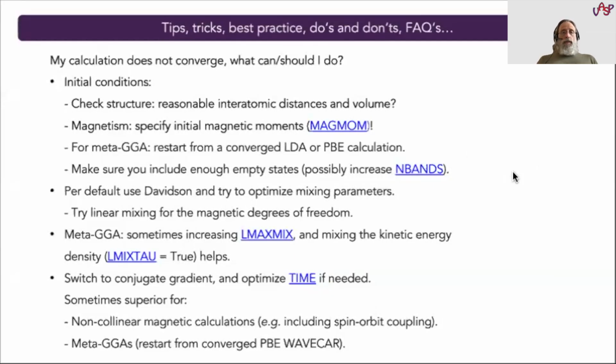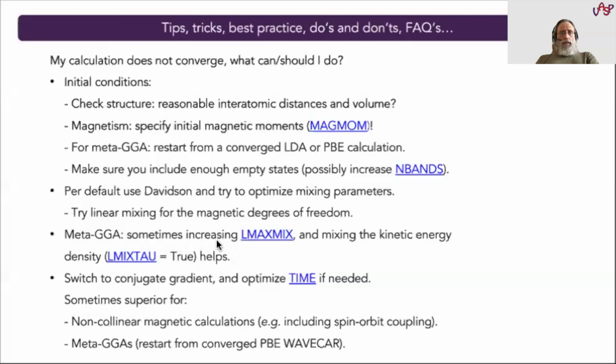We'll come back to this later, but if your highest lying state is occupied or partially occupied, this might very adversely affect convergence. By default, use the Davidson and try to optimize the mixing parameters if necessary. That we'll get to in a bit. For magnetic systems, you might try linear mixing for the magnetic degrees of freedom, just a side point.